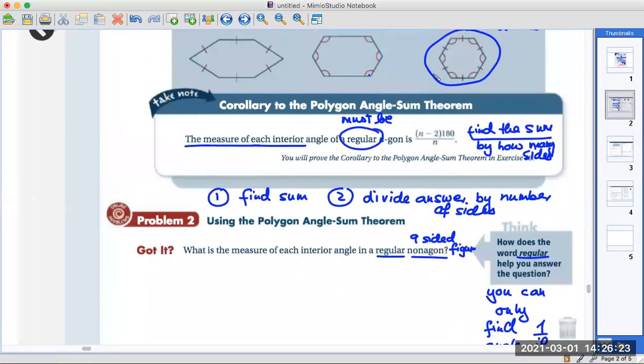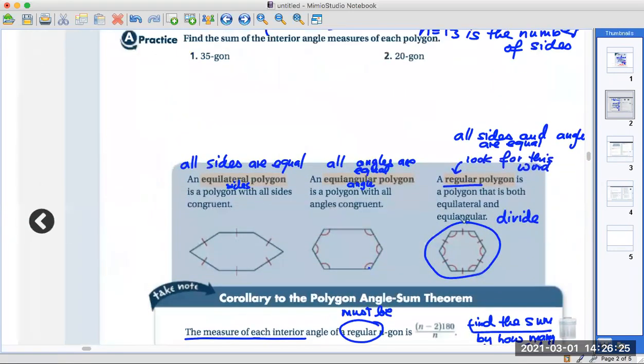And remember that up here, the word regular. This is what we're looking at, regular polygon. Yeah, all sides and angles are equal. If all the angles are equal and you know the sum, you divide by how many sides there are and you got each angle, because there are exactly as many angles as there are sides. If there's 9 sides, you got 9 angles.